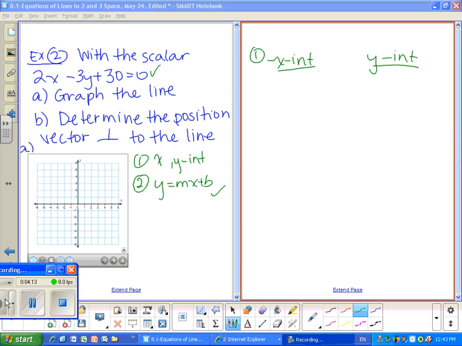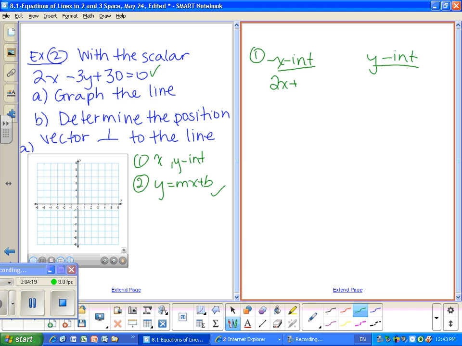For the x-intercept, what do you set equal to 0? The y. So if y is 0, we just have 2x plus 30 equals 0, which then x equals negative 15 if you solve that. And for the y-intercept, you set the opposite one, x, equal to 0. So you have negative 3y plus 30 equals 0. So y equals 10.